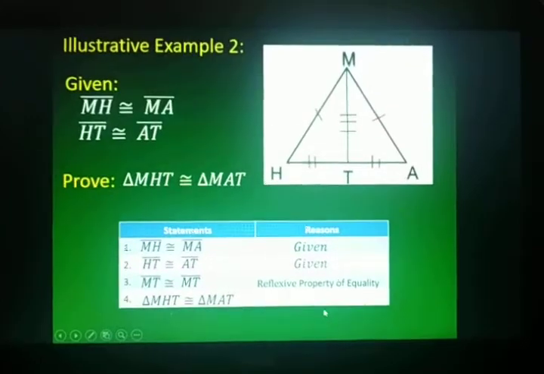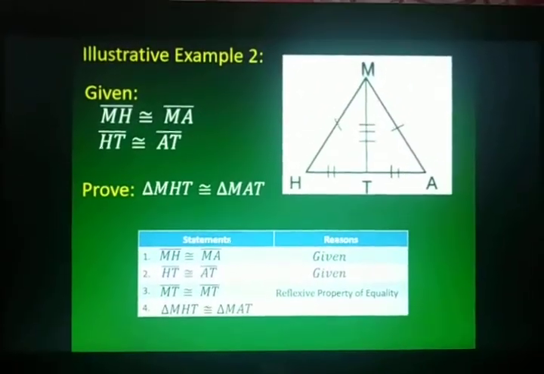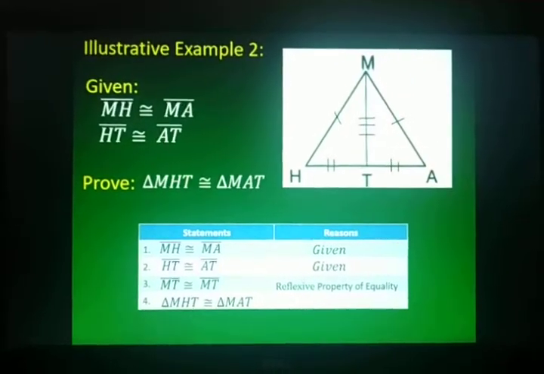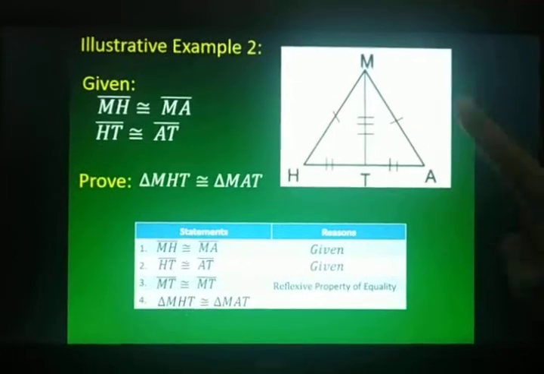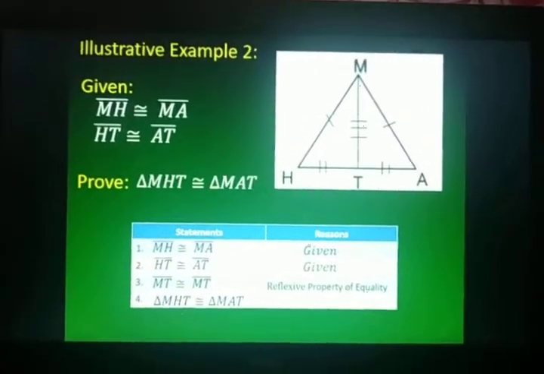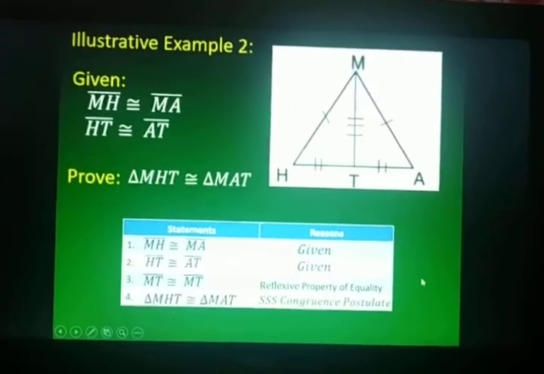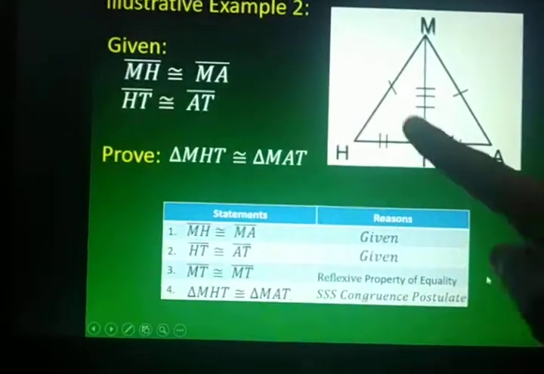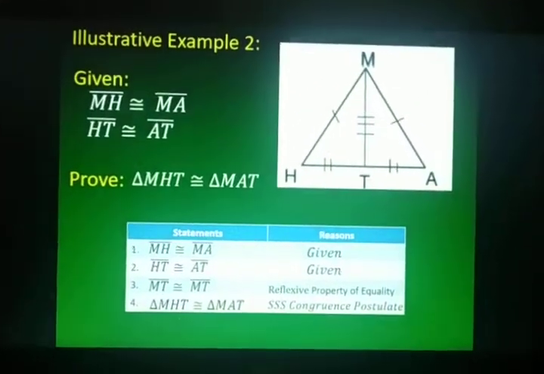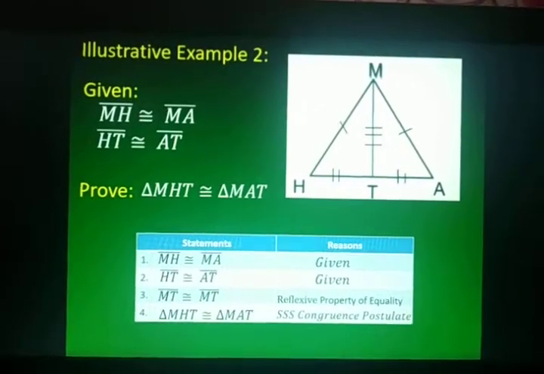Now, study the marked parts. Which among the three congruence postulates that we have discussed applies? SAS, SSS, ASA? And so, because the sides are marked, this is clearly by the SSS Congruence Postulate. All the sides. Okay? That's easy, right?